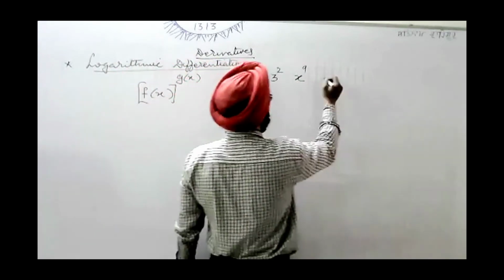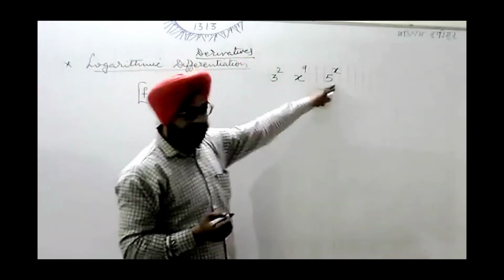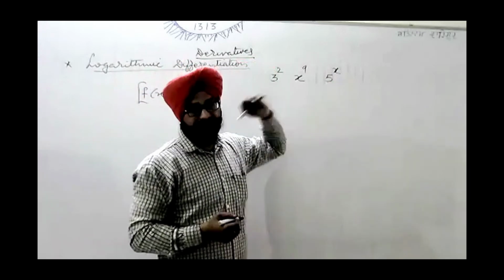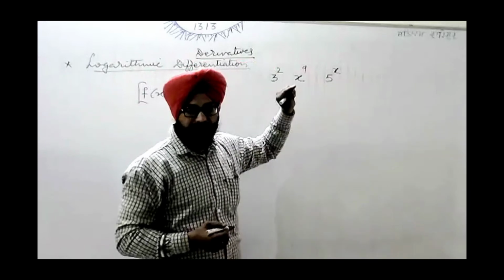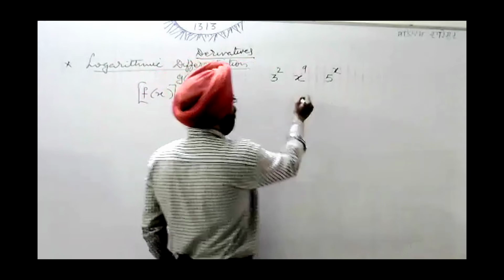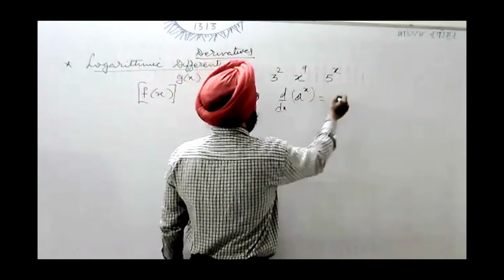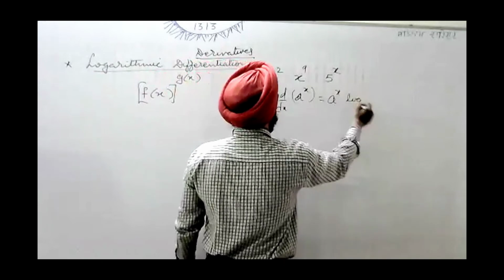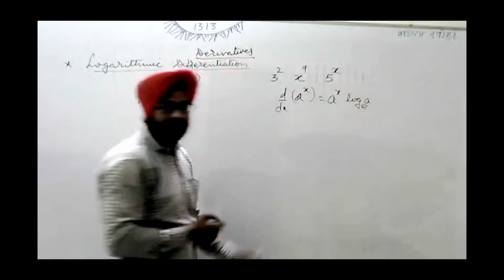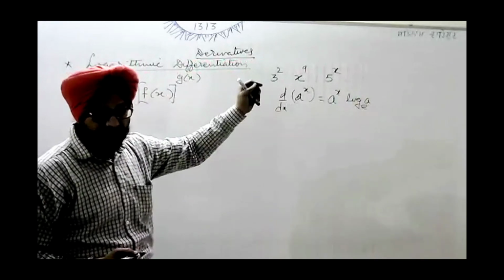Third is 5 raised to the power x. The base is a constant, the power is x. This is also an exponential function, so its rule we have already seen. The differentiation of a to the power x is a to the power x log of a to base e. We have already seen the log of the base we put; e to the power x is a special case.